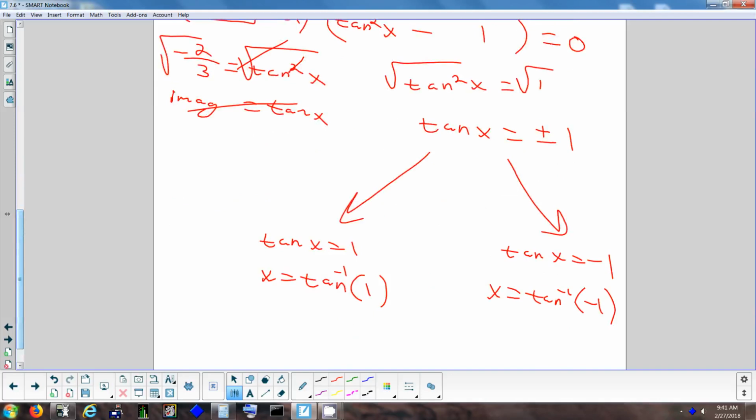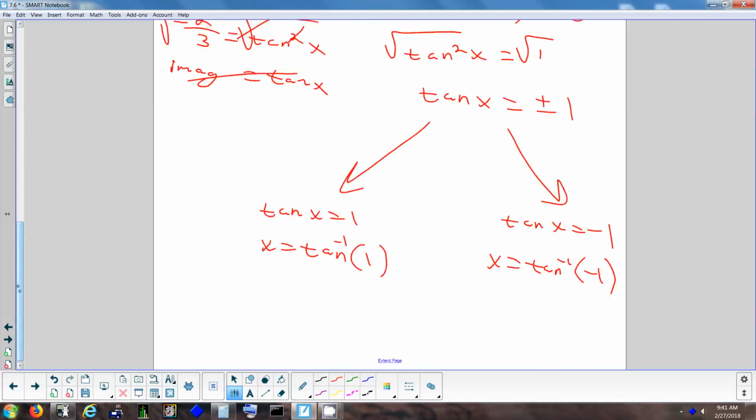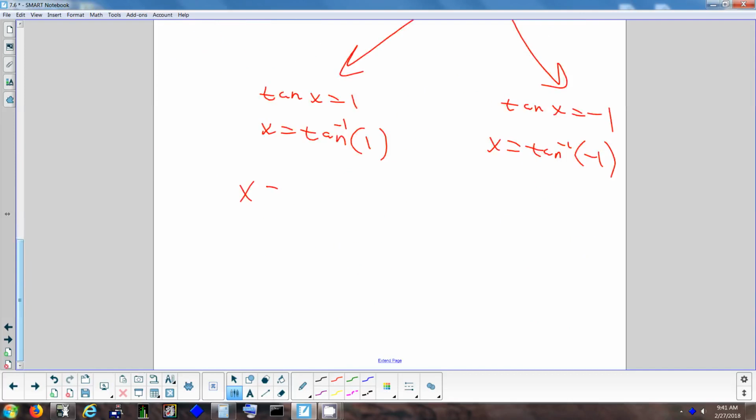Does anybody remember what angle you take the tangent of and you get 1 as the answer? It's in the isosceles triangle with opposite and adjacent the same. It's a 45. So if you know that, you can make this problem very quick. X is 45, and think of the other quadrant where tangent is positive, quadrant 3. 45 plus 180 is how much? Yep. 225.